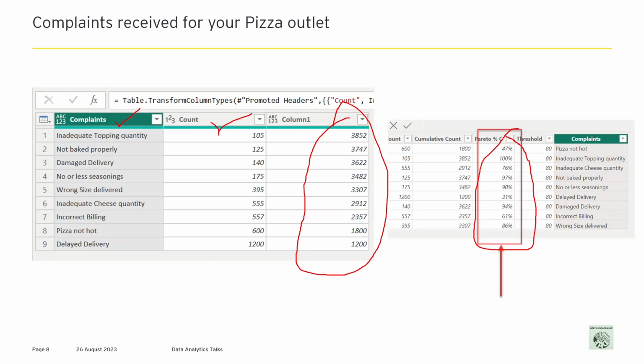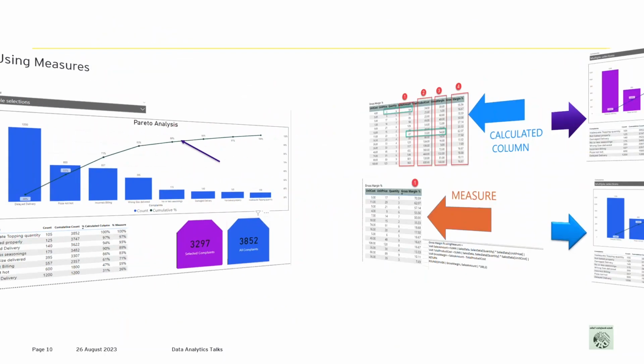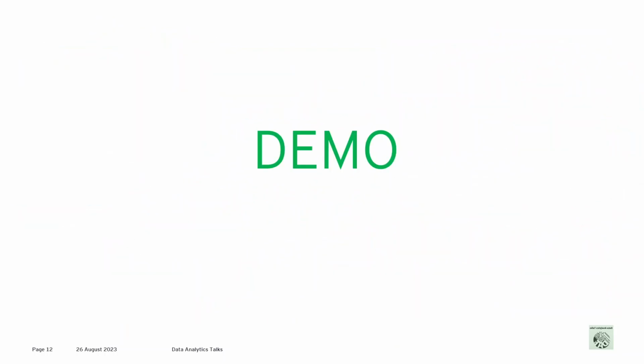How do you do that? Can we do it using calculated column? If you can use calculated column, what are the demerits? What are the merits? Can we do it using measure? What are the merits and demerits? We will spend some time on that.